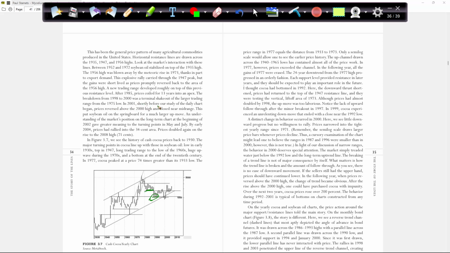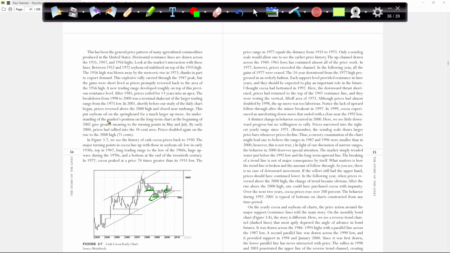In 2001, shortly before our study of the daily chart began, prices reversed above the 2000 high and closed near mid-range. This put soybean oil on the springboard for a much larger up move.